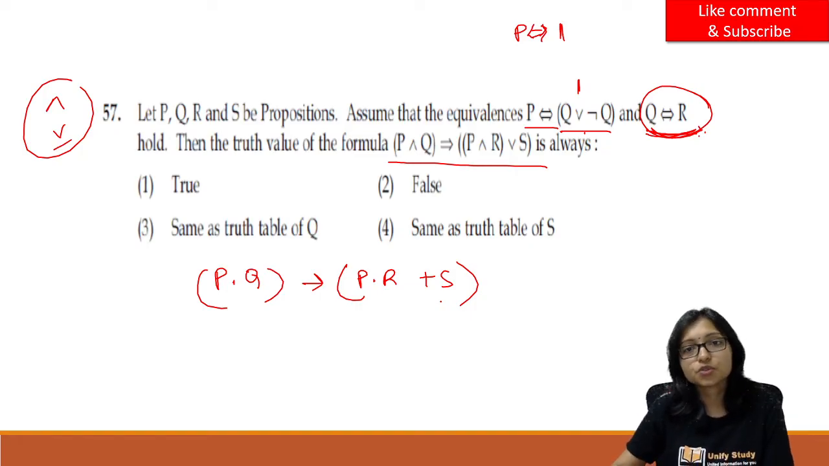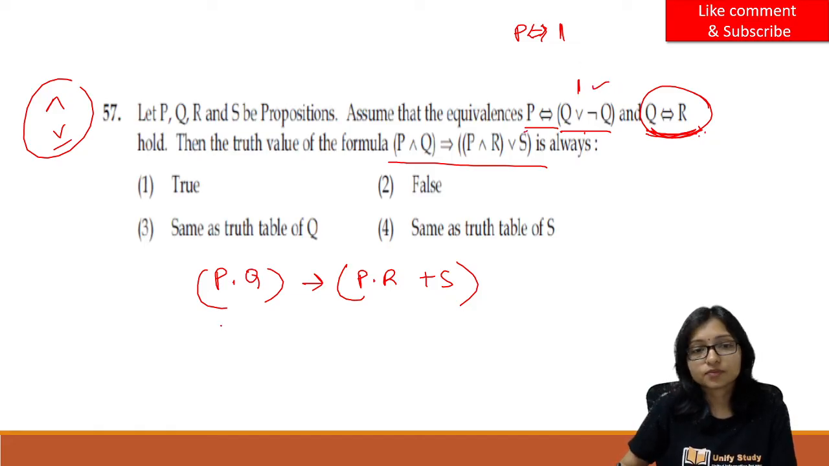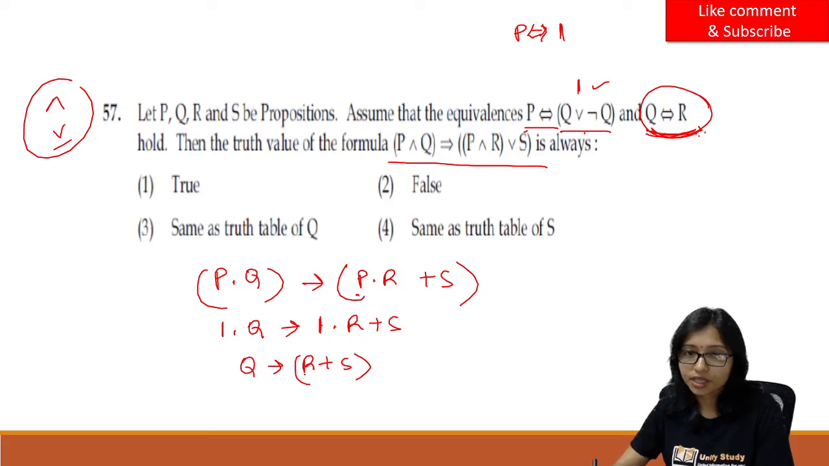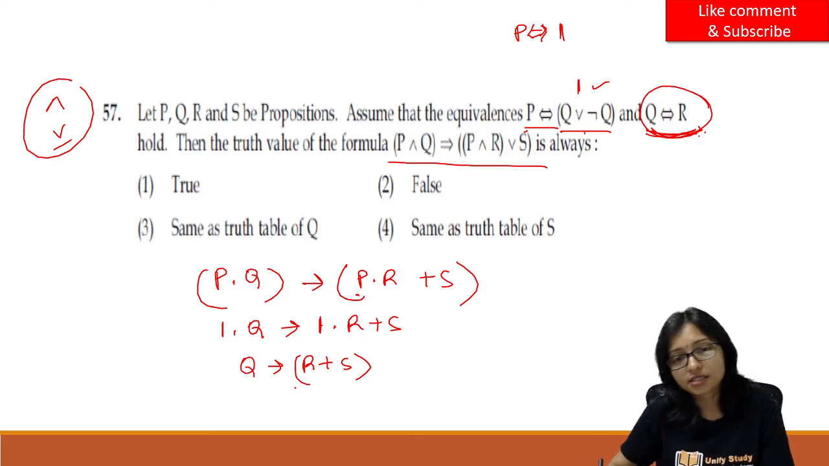Is it possible to change anything? In the place of P I can put 1. So in the place of P I am putting 1. Here also in the place of P I can put 1 plus S. So ultimately what is coming here? Q implies R plus S. That is coming. Right? Q implies R plus S.